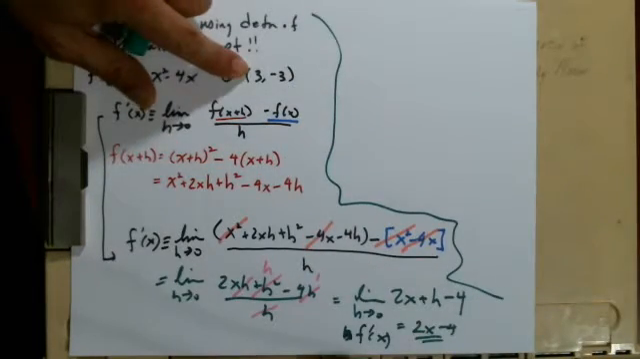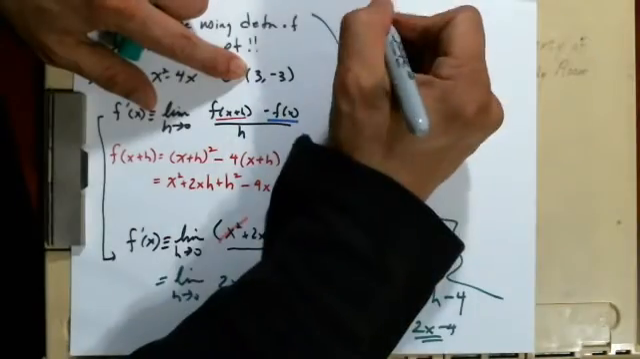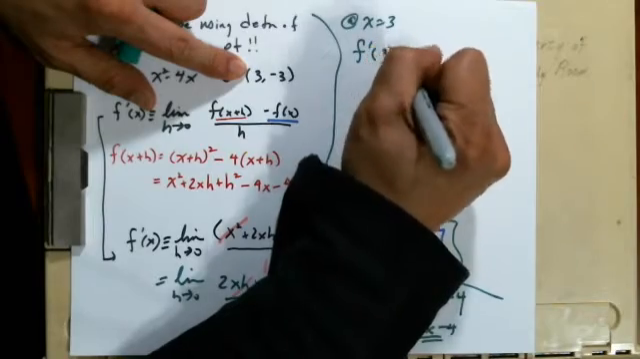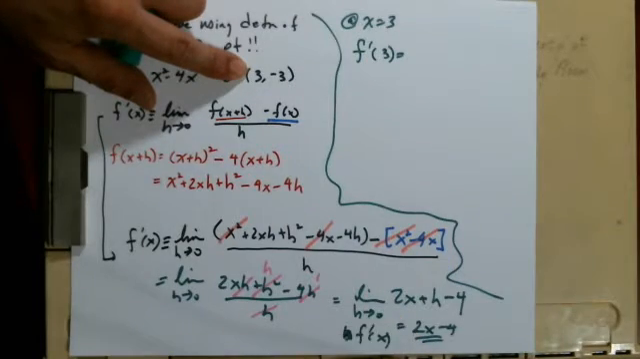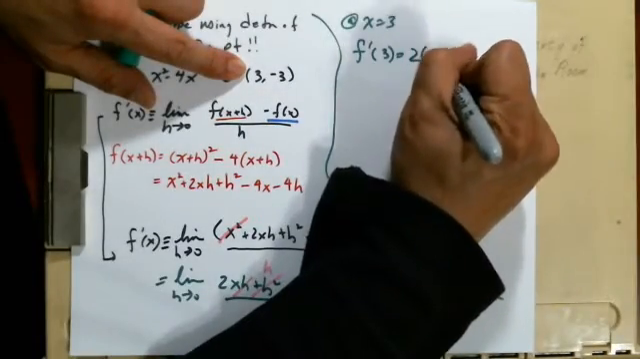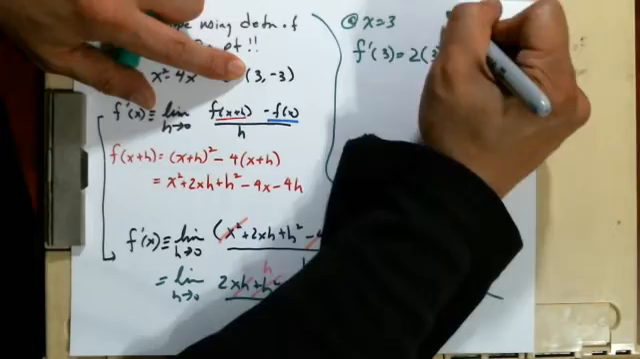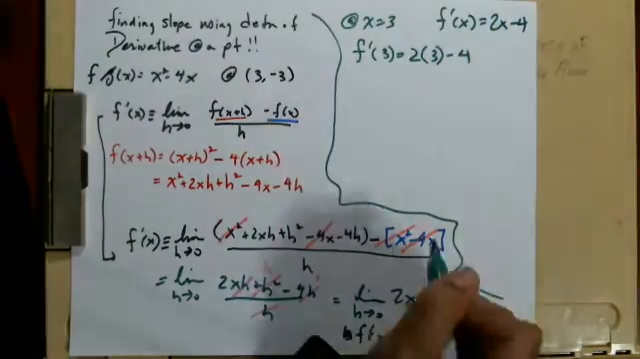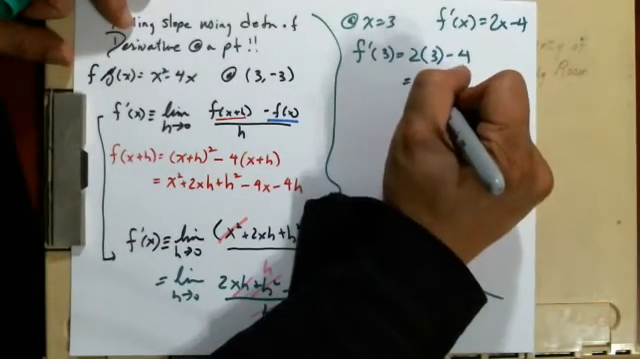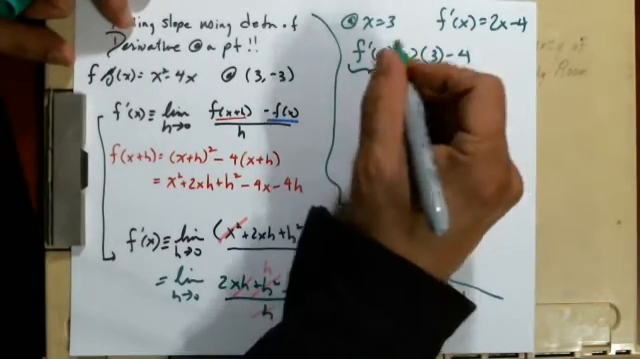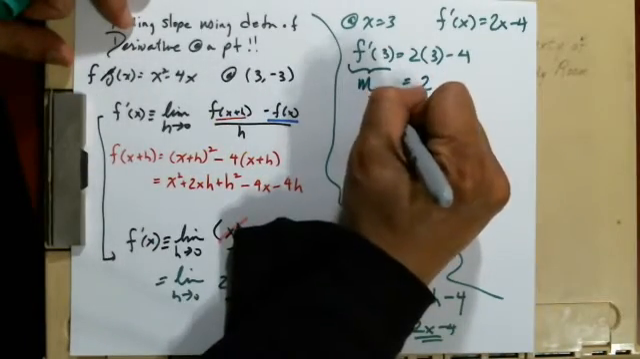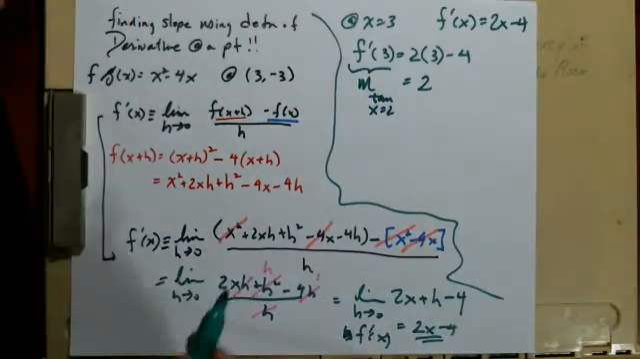So we plug in your x value at 3 now. At x equals 3, f prime of 3, you go back in here, you get 2x minus 4, 2 times 3 minus 4, because f prime of x was 2x minus 4. And you end up with a slope of 2. In other words, this is the slope, the slope of the tangent at x equals 3.